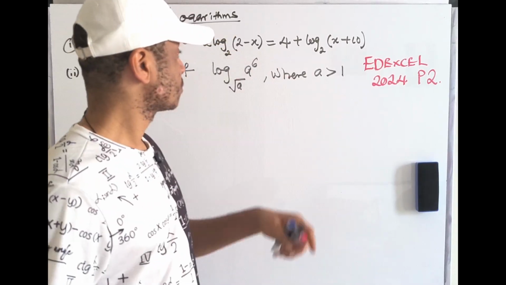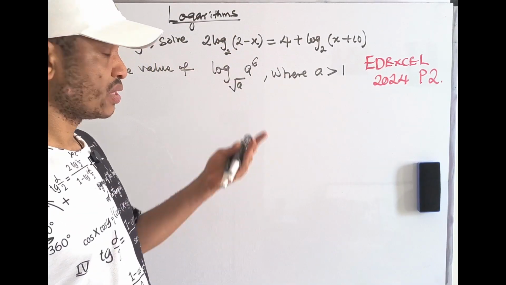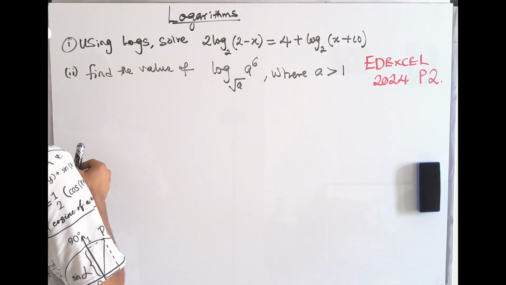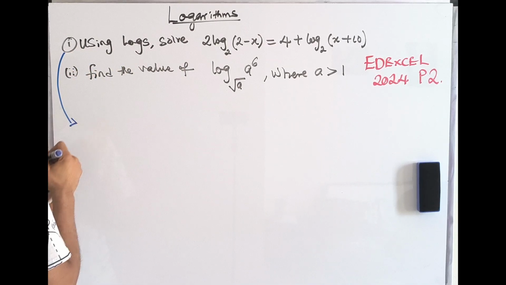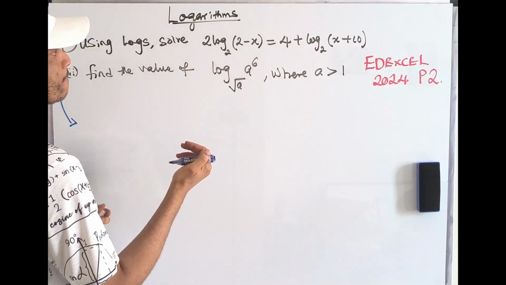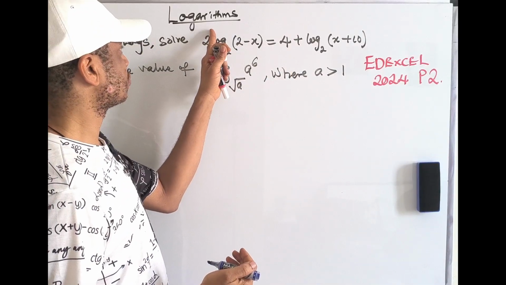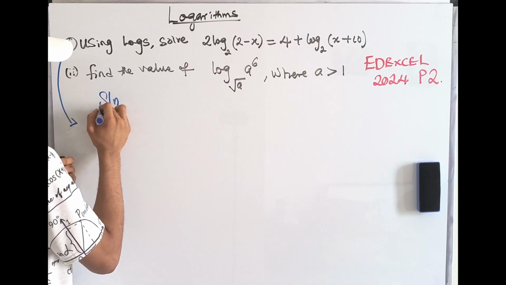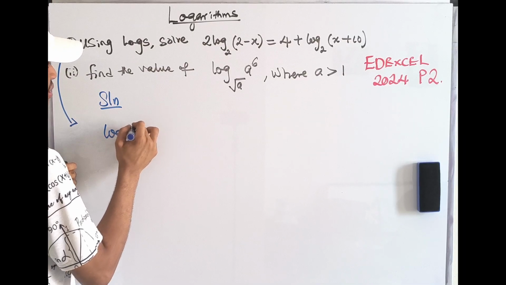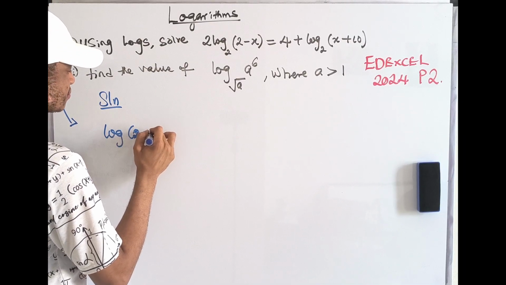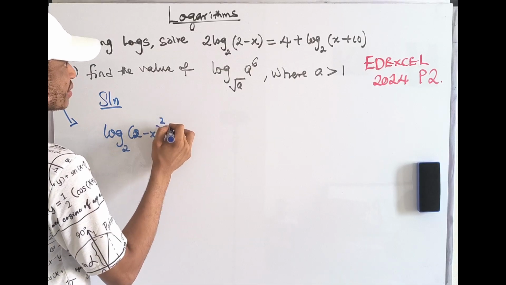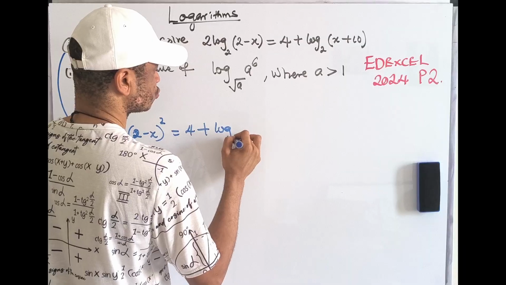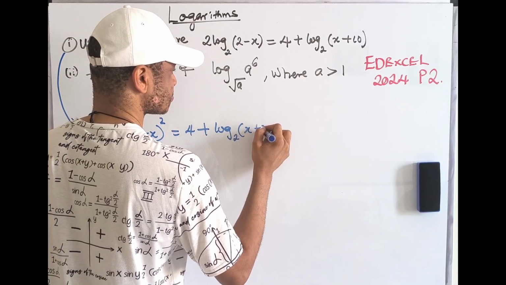So we're given this to solve. So let's see what to do. The first thing, I will do this first. You should know the rules. So first thing, I will take these two up as a power. So solution: log of x squared minus x to base 2, all squared, is equal to 4 plus log of 2x to log x plus 10.